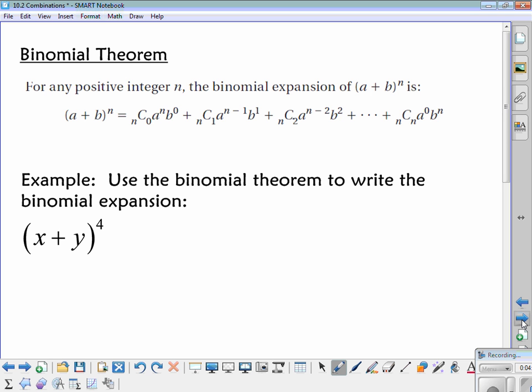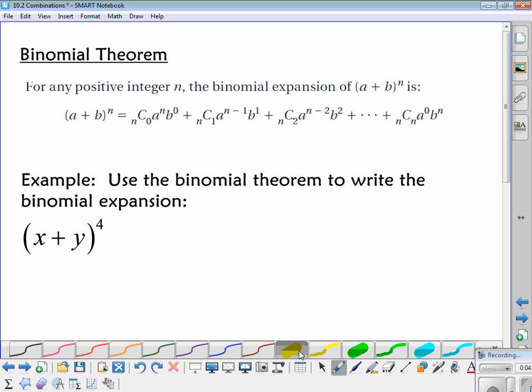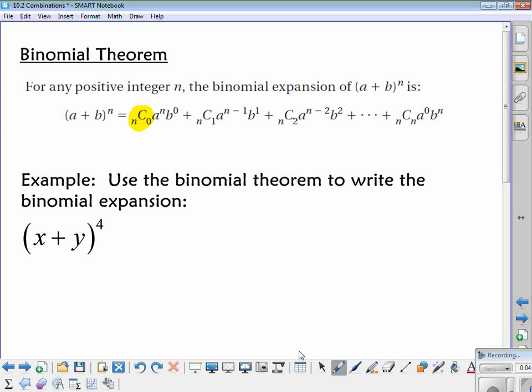But go ahead and look at it. What's gonna happen is that the coefficient for my first term is n choose 0. Notice the n is your exponent. So if I was doing something to the 8th power, my first one would be 8 choose 0. And then it'd be 8 choose 1, 8 choose 2, 8 choose 3. So see, that's what they're doing here.